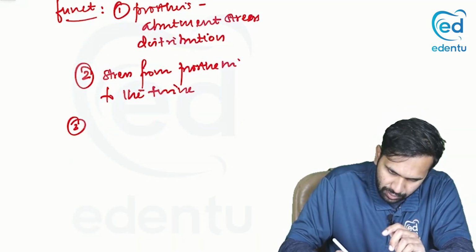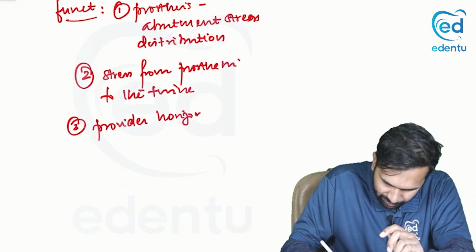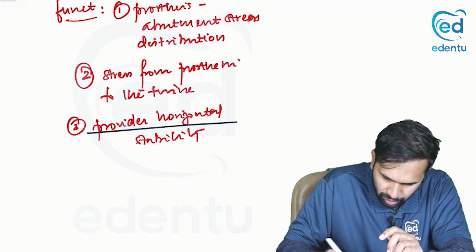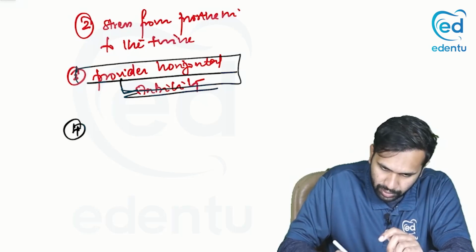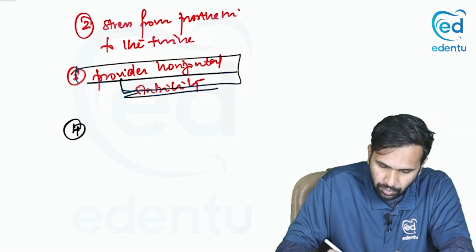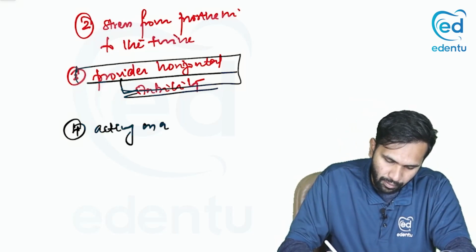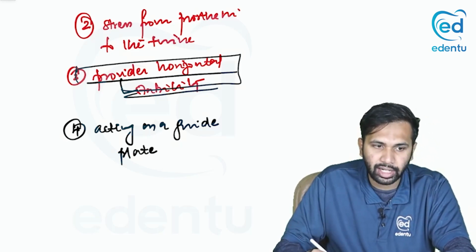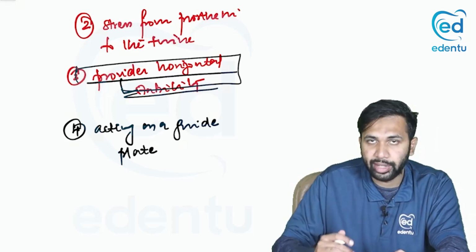Third, it provides horizontal stability. Important. It provides horizontal stability, an important part. And number four, it is also responsible for acting as a guide plate. Right? So this third and fourth point has to be explained.